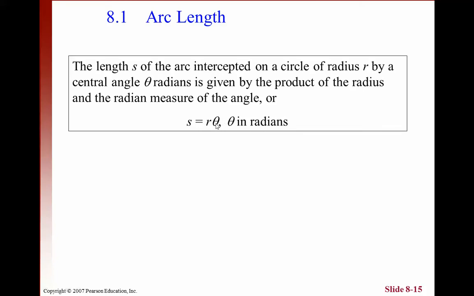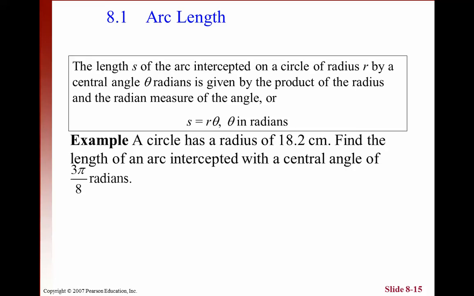Okay, so this is the theta. And so the arc length is just whatever the radius is times the measure of whatever angle we're going around the circle with, in radians.